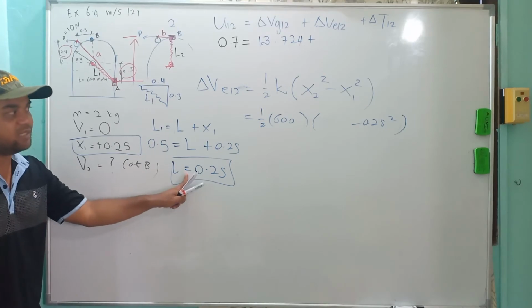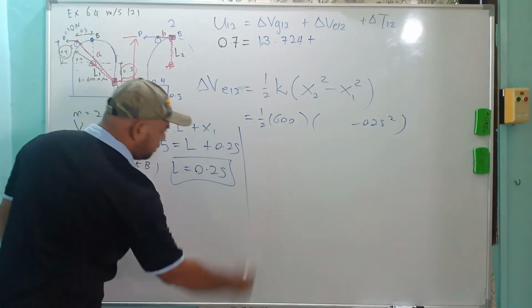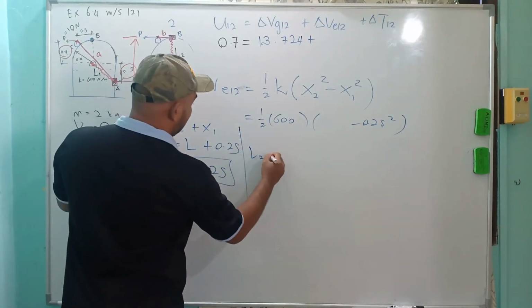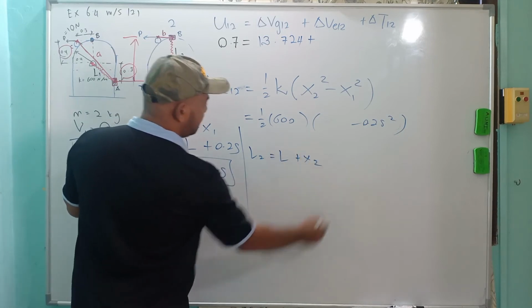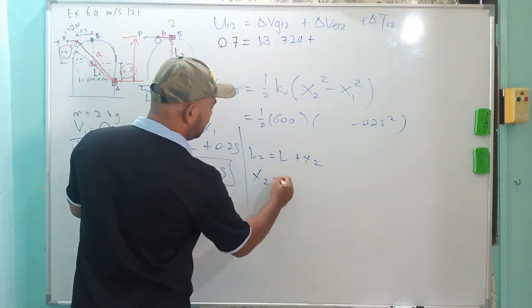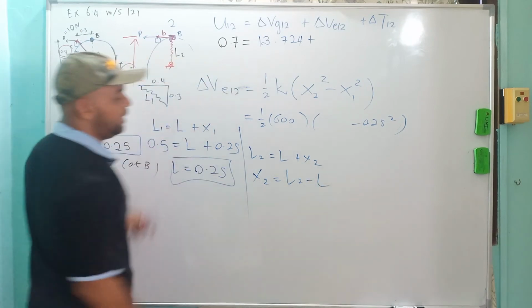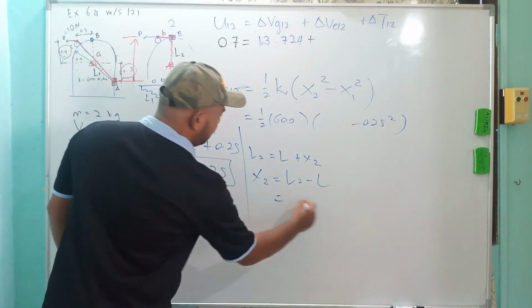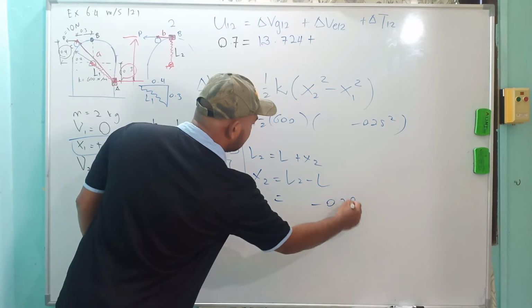Okay, use this information to calculate the x2. So we have L2 equal to L plus x2. What we need is x2. So x2 equal to L2 minus L. So L is already 0.25.